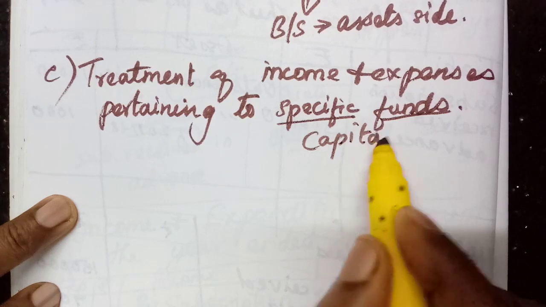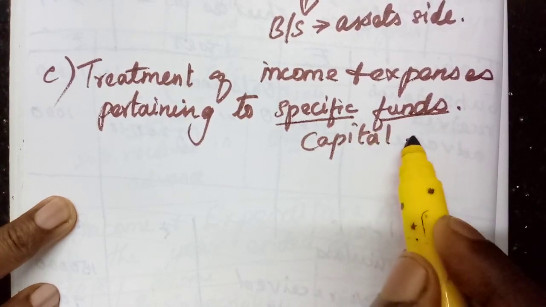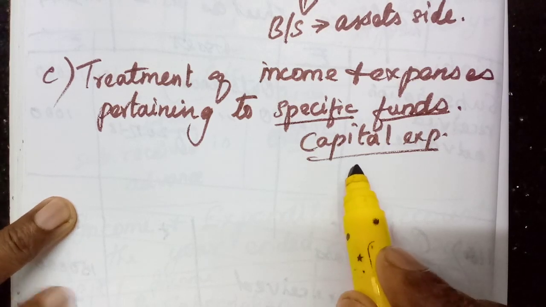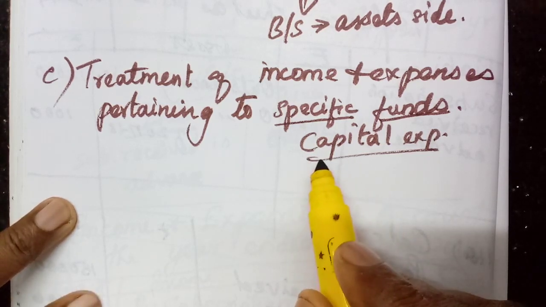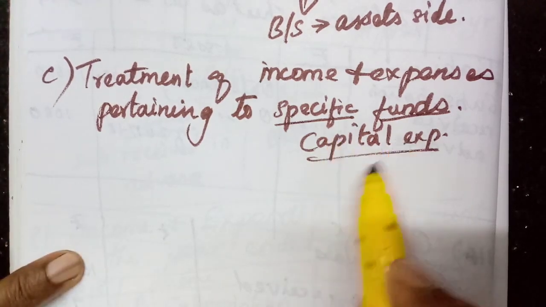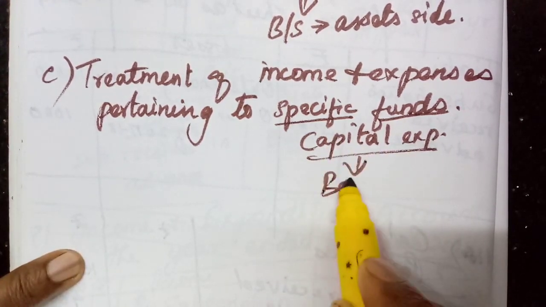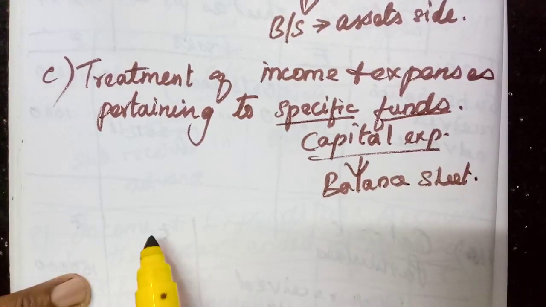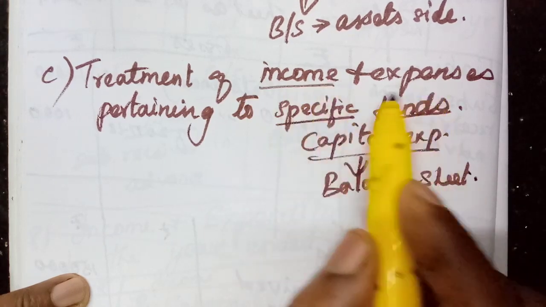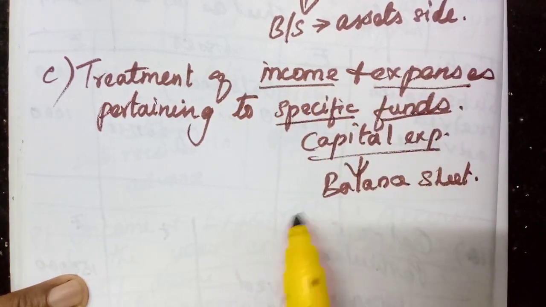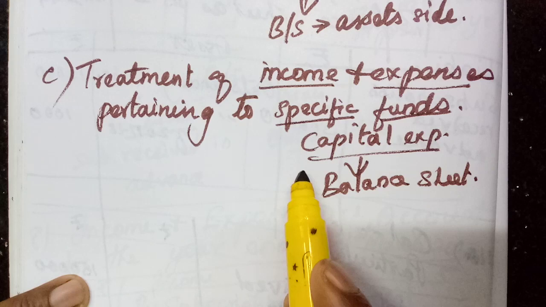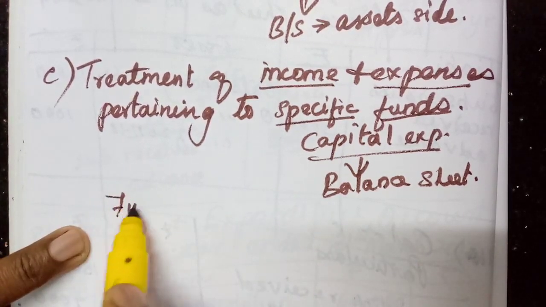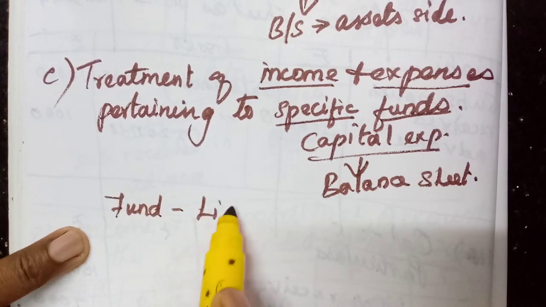Now we will see how it will appear. Surely it will not be in the income and expenditure account. It is appearing only in the balance sheet. Capital items will appear only in the balance sheet. How should we treat them, because income also we have, expenses also we have? When we raise this fund, it is called a fund, isn't it? So fund is a liability. Where should we show this fund? In the liability, specific fund.